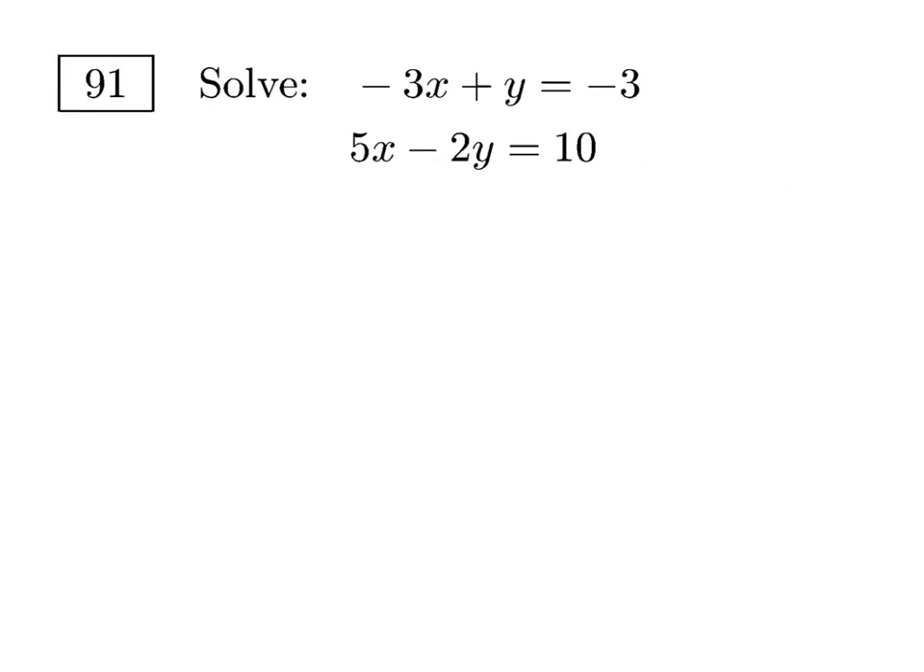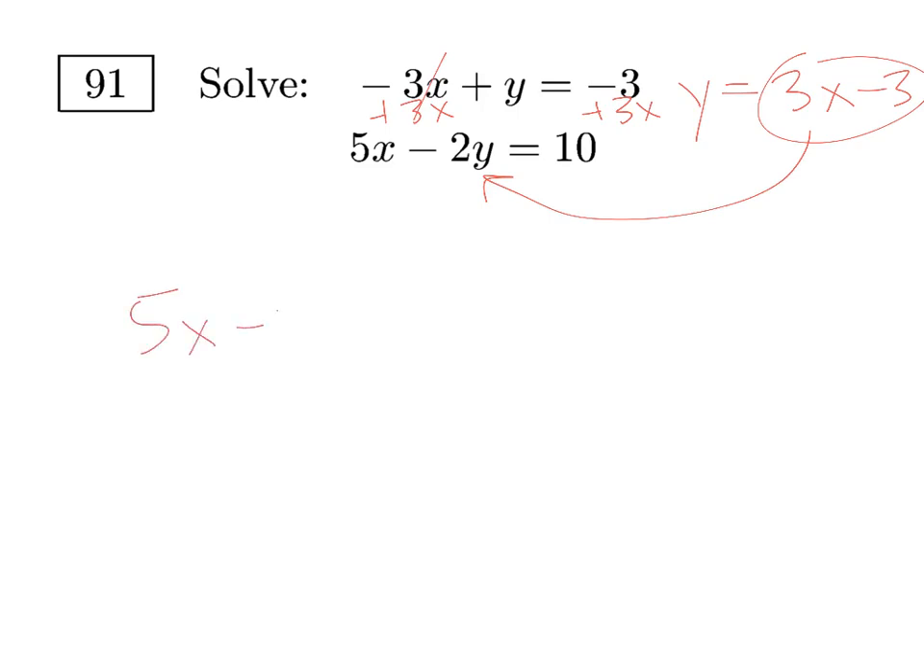For the next one, we have to solve. All right, you could use substitution, you could use elimination, whatever you want to use. Here I'm going to isolate y. So y is equal to 3x minus 3, right? If we add 3x over. Okay, so I'm going to take this and plug it in for y over here. So I have 5x minus 2 times 3x minus 3 is equal to 10.